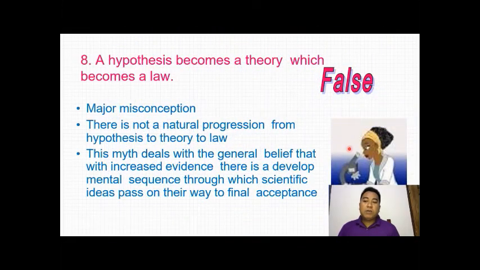Okay. So a hypothesis becomes a theory, which becomes a law. This is a major misconception when it comes to science, that a hypothesis could evolve into a theory and eventually become a law. This is very wrong, because hypothesis, theory, and law are very much different from each other. Just like an apple, an orange, and a pineapple are different from each other. Even though you grow an apple, it would not bear a pineapple.